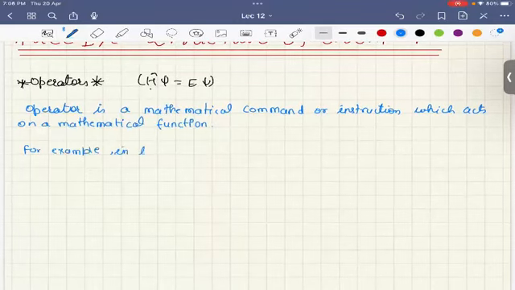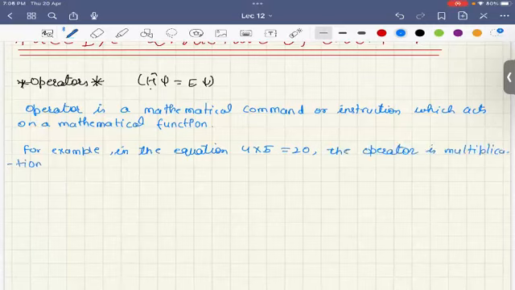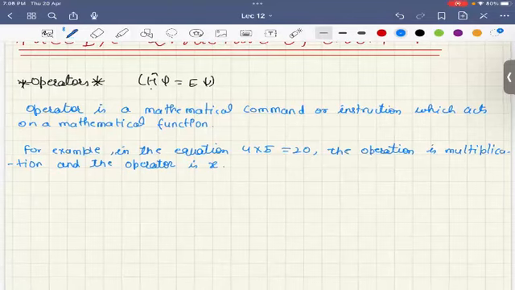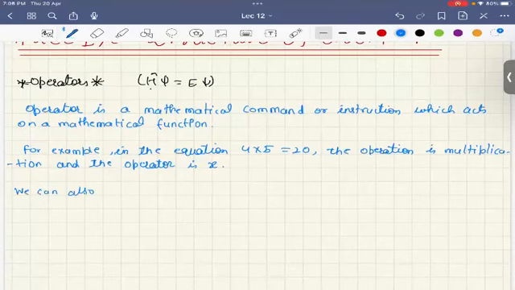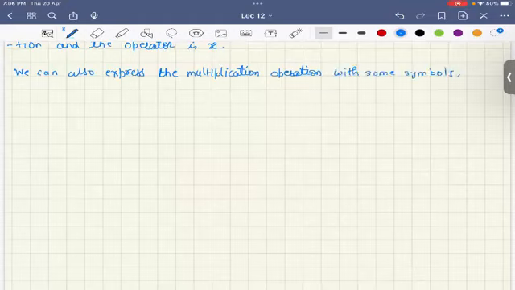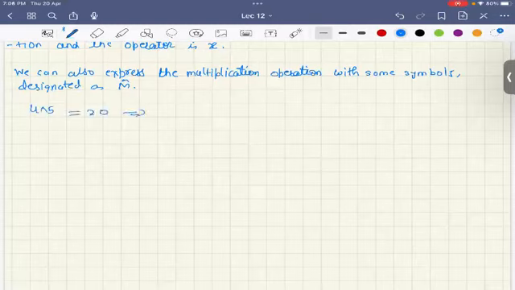Like for example, in the equation 4 into 5 is equal to 20, the operator is multiplication, right? The operator is x, right? So we can also express the multiplication operation with some symbol, right? Let's say we designate it as m cap. Then this 4 into 5 equal to 20 will turn into m cap of 4 into 5 is equal to 20, right?